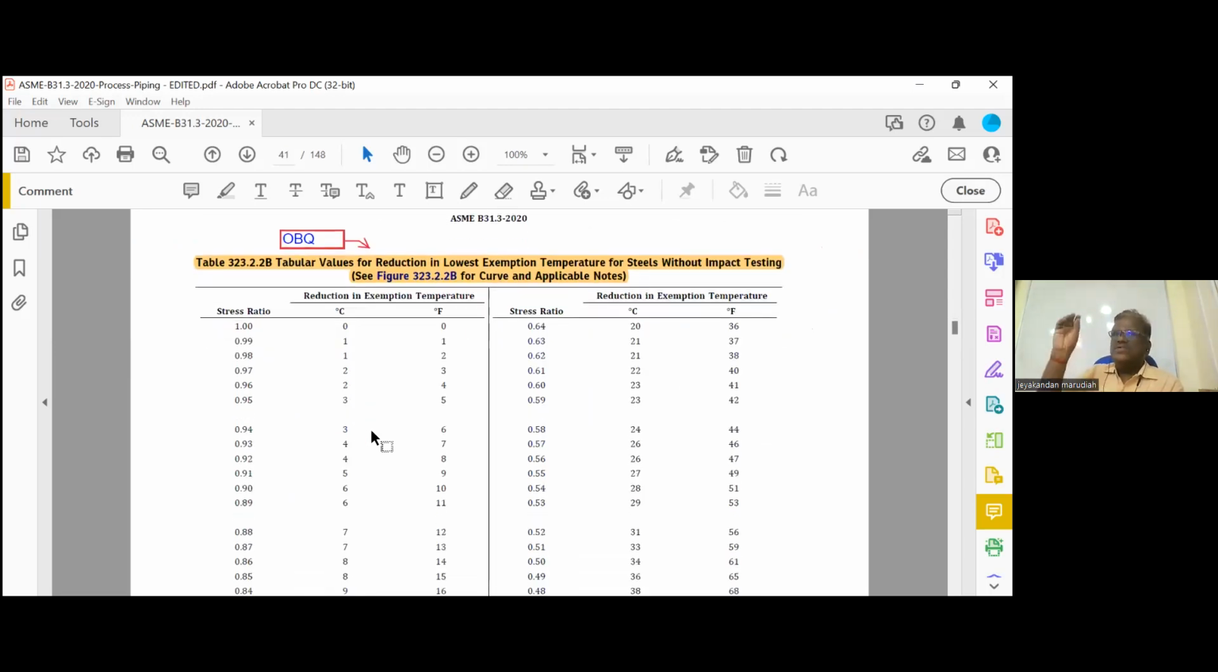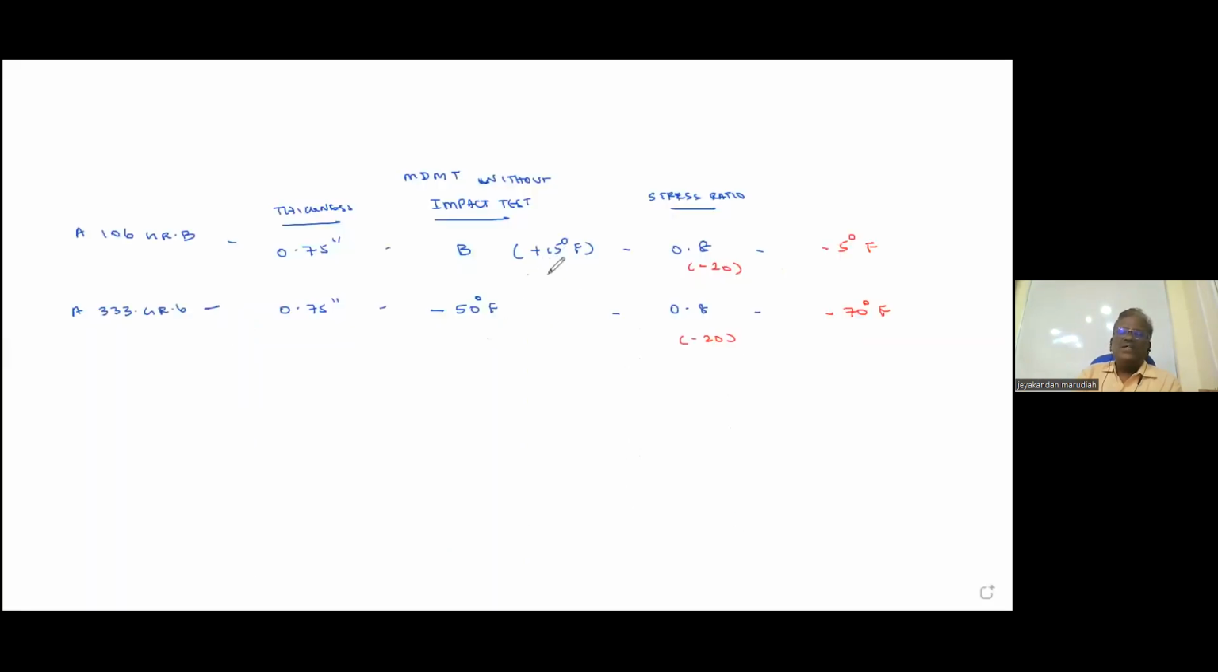Okay, again I will repeat. If any material is given, you have to refer to table A1B and find whether it is a curve or a temperature is given. Just refer to the table and answer it. If stress ratio is given in the question, then only you have to minus it. Without stress ratio, the answer will be plus 15 and minus 50 only. If stress ratio is given, the answer changes to minus 5 and minus 70. So please write this, then we will try a question. Copy this one.